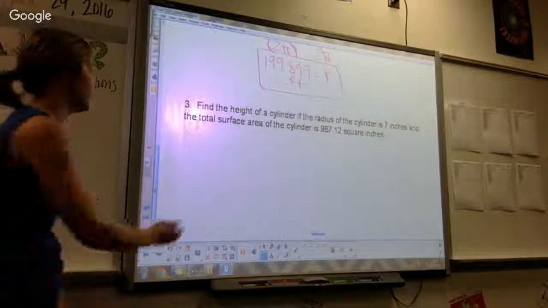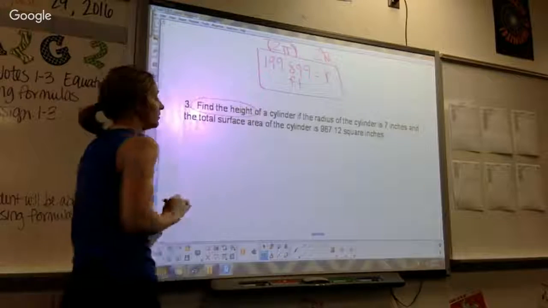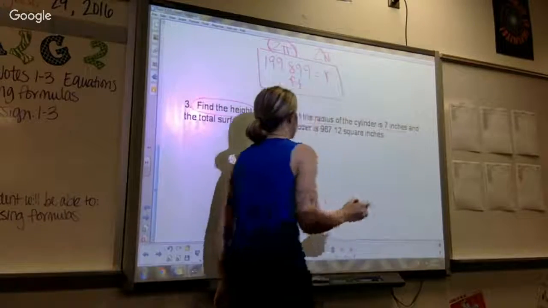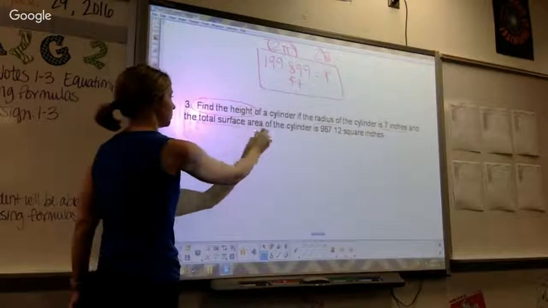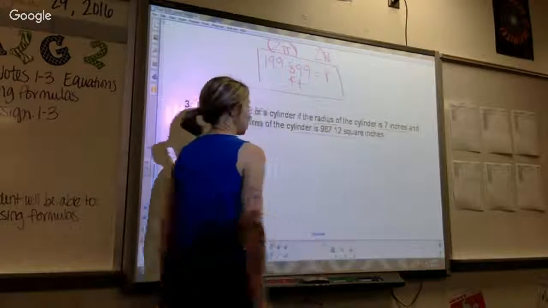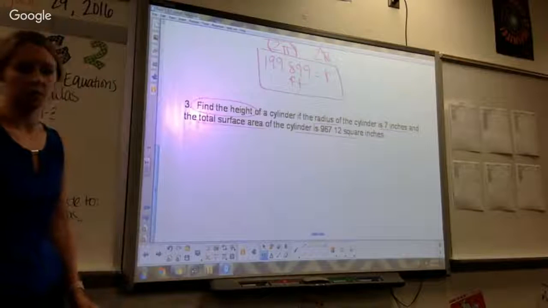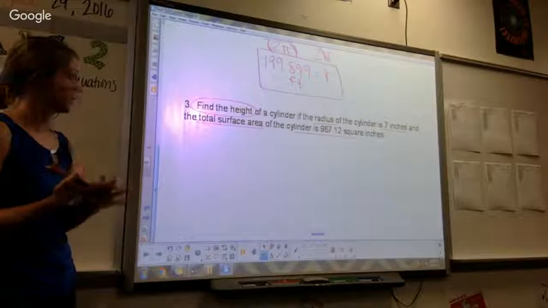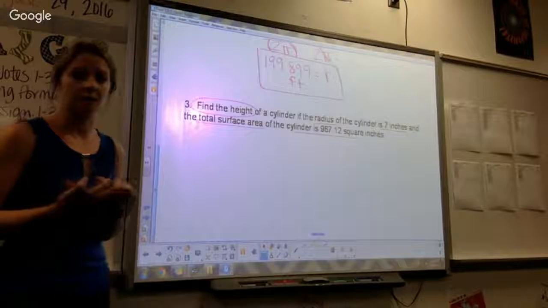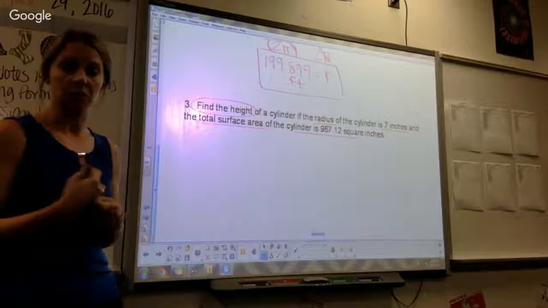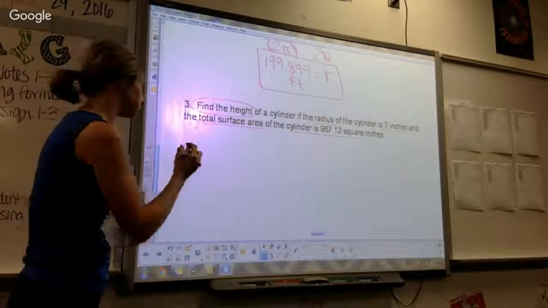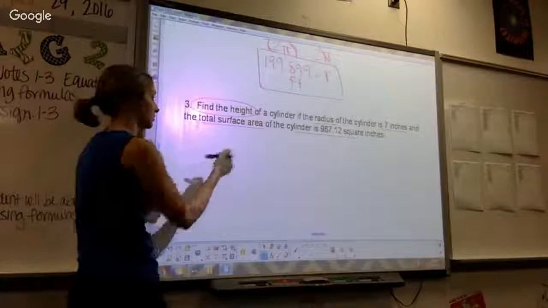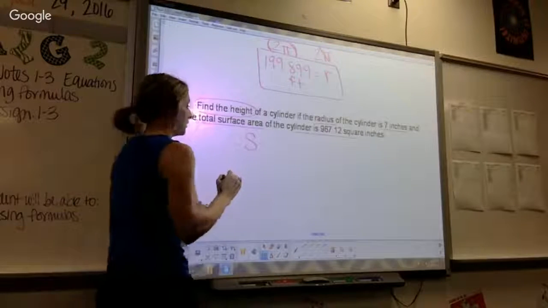Number 3, we're going to find the height of a cylinder. If the radius is 7 inches and the total surface area of the cylinder is 967.12 square inches. So we're finding the height, we're given a radius, and we're given total surface area. The only thing that has a formula is the total surface area. So that's what you need to find on your formula chart. There's 2 different ones. You can use the one with parentheses or without. So I'm going to use the one without.